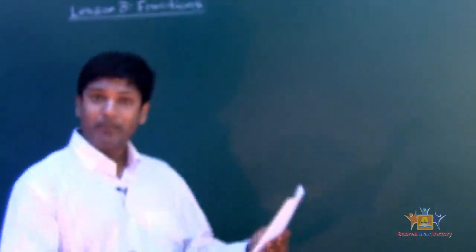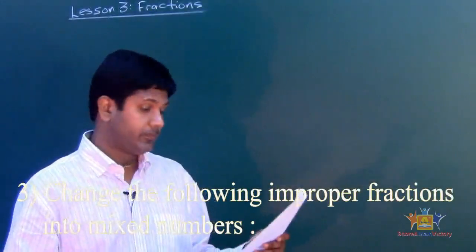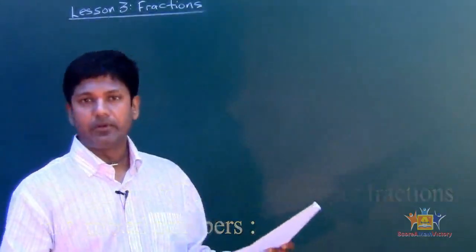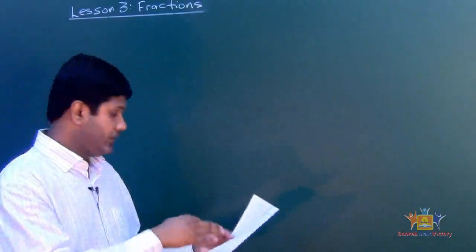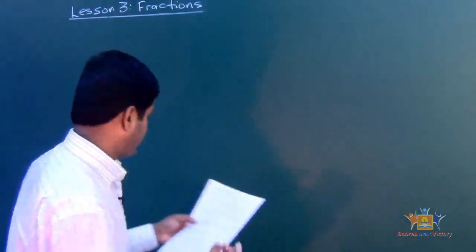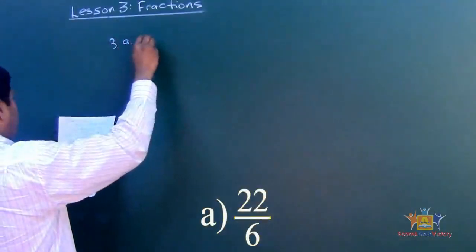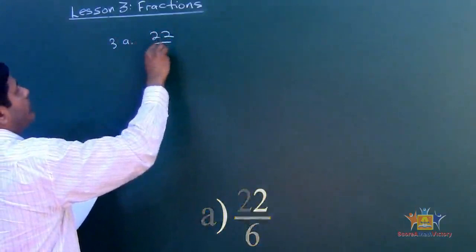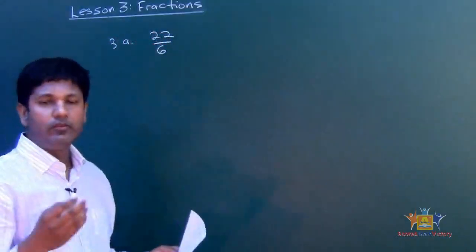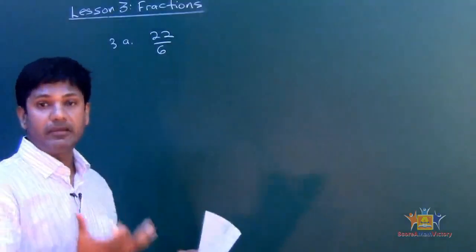Alright. Okay, problem number 3, okay? Change the following improper fractions into mixed numbers. Now this time we're going to reverse it. Earlier, in problem number 2, we changed the mixed numbers into improper fractions. This time we're given improper fractions. Problem 3a, we're given 22 over 6. And we want to convert that, or change that into a proper fraction, which is a mixed number, alright?